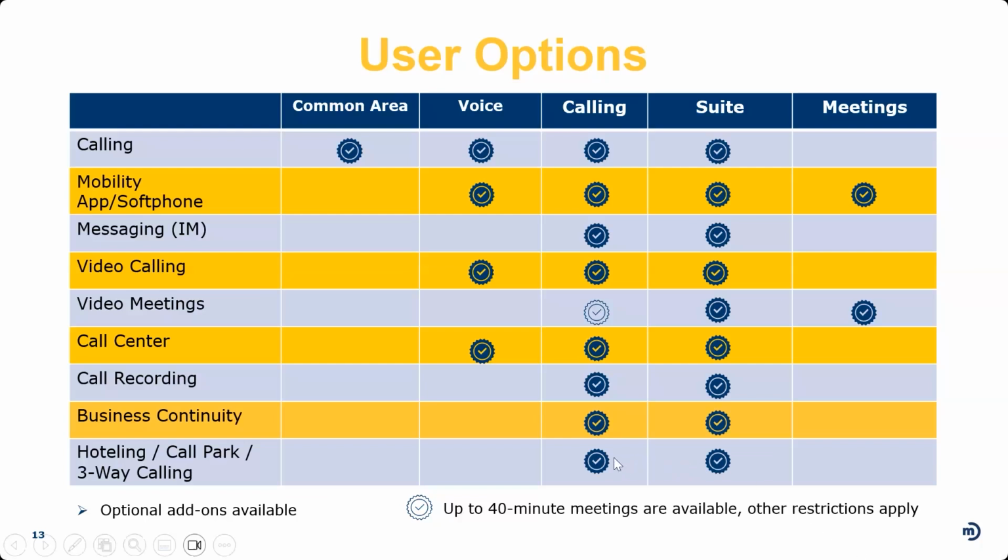And then with calling, we just like to call this out. Hoteling, call park, and three-way calling are not available in the 2 lower packages. They do become available within the calling or above. So that's something to call out. And then with the suite package, the big difference here is just going to be the meetings, right? So if you look at the video meetings here, we do get the full Webex meetings package with unlimited duration of those meetings included in that package.